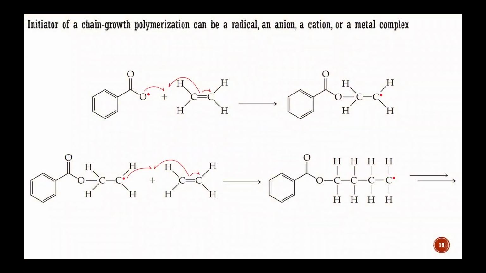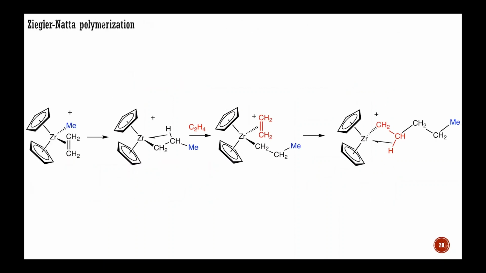The reactive center in a chain growth polymerization does not have to be a radical. Depending on the monomer used, it may be an anion, a cation, or a transition metal complex. For instance, the most common process for polyethylene production is called Ziegler-Natta polymerization, named after the two scientists who developed the reaction in the 1950s.